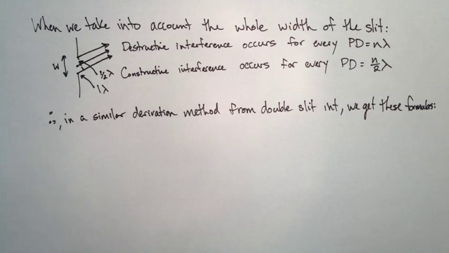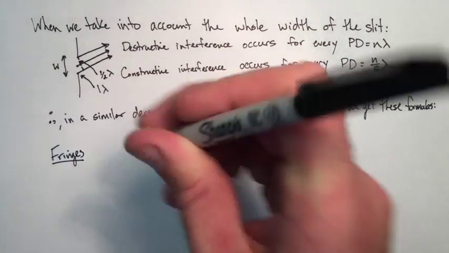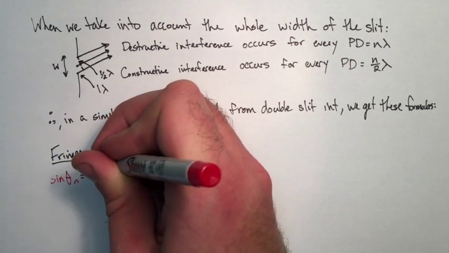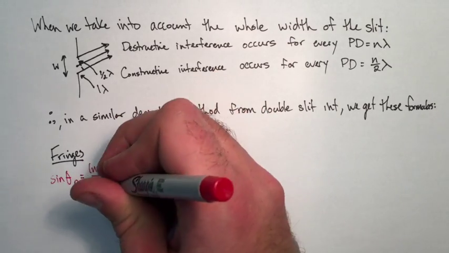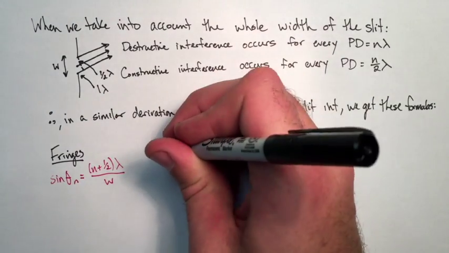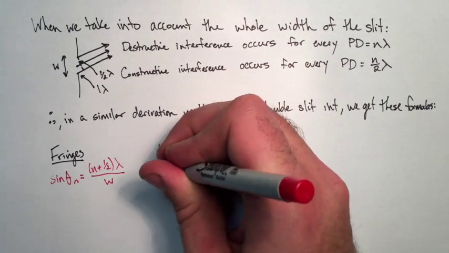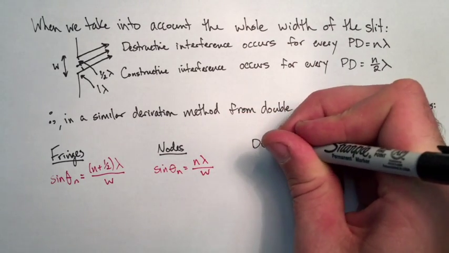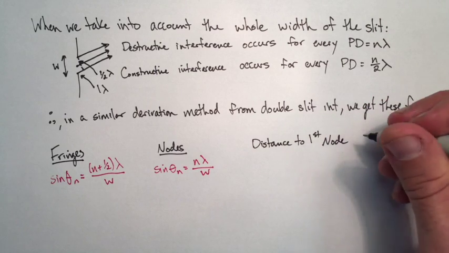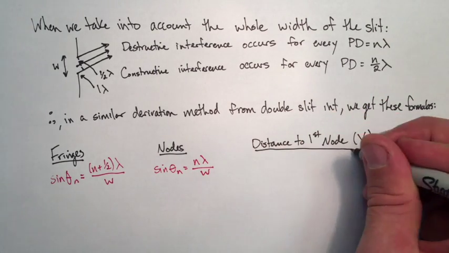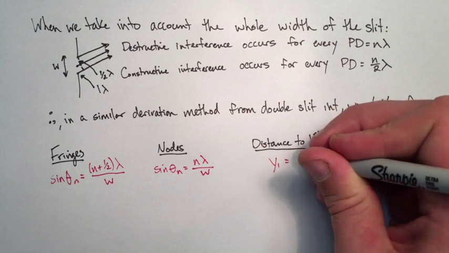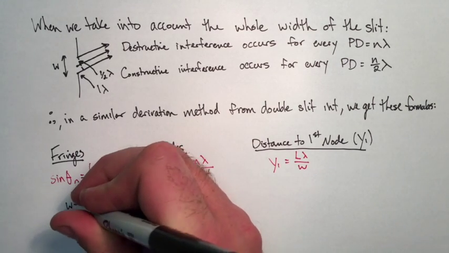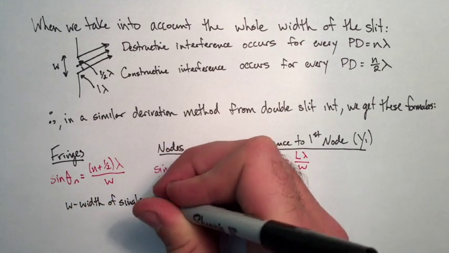The formula to calculate the location of fringes in a single slit pattern is sine of some angle equals n plus half lambda divided by the slit width. For nodes, we know it's every multiple of a lambda, so sine of some angle equals n lambda divided by W. We also get a derivation to calculate the distance to the node, in this case the first node, which will be y1. This is L lambda divided by W. In all three of these examples, W is the width of that single slit.